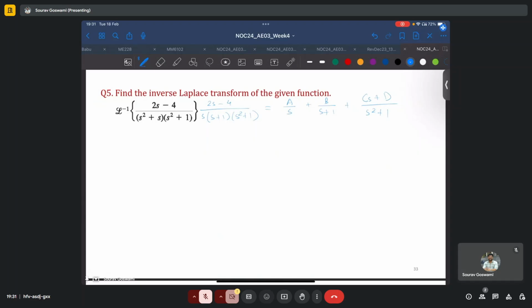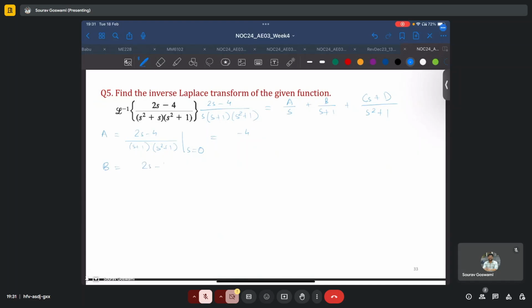Now, A and B can be found by the cover-up method. So A is simply (s minus 4) by (s plus 1)(s square plus 1) evaluated at s equal to 0, which is the 0 corresponding to A. This gives you minus 4 by 1, so minus 4. B can also similarly be calculated.